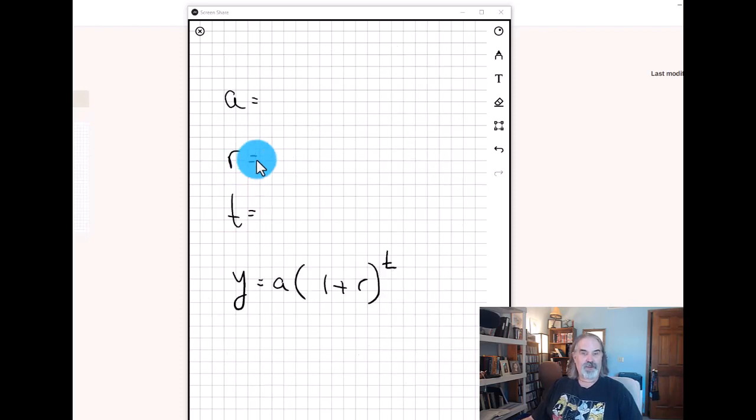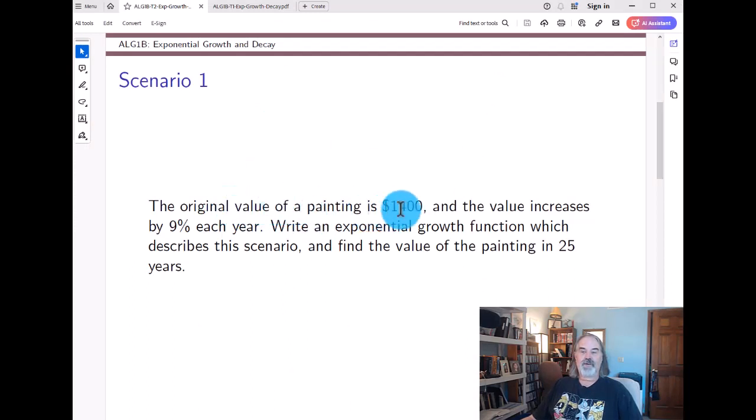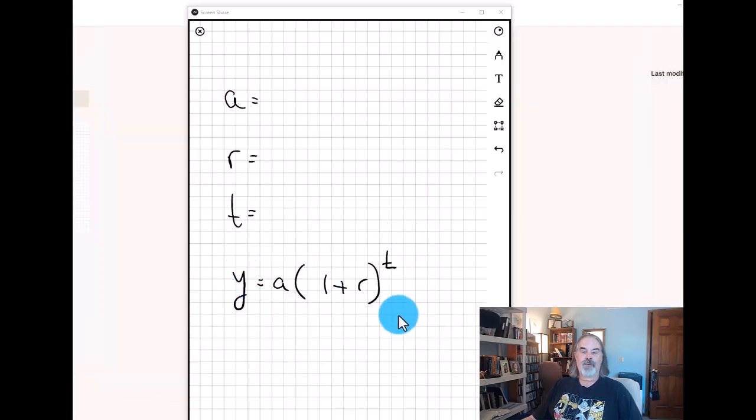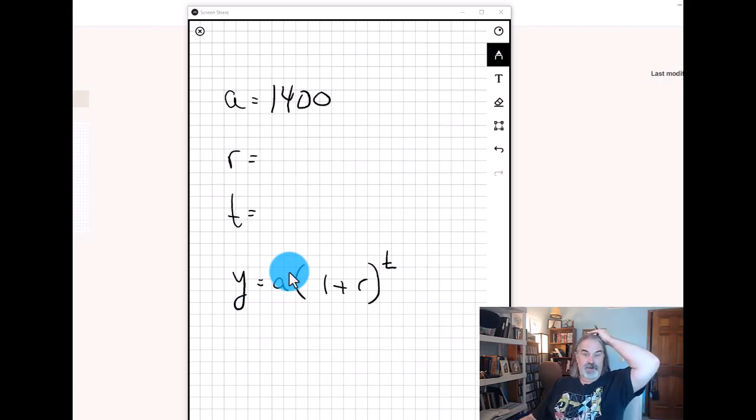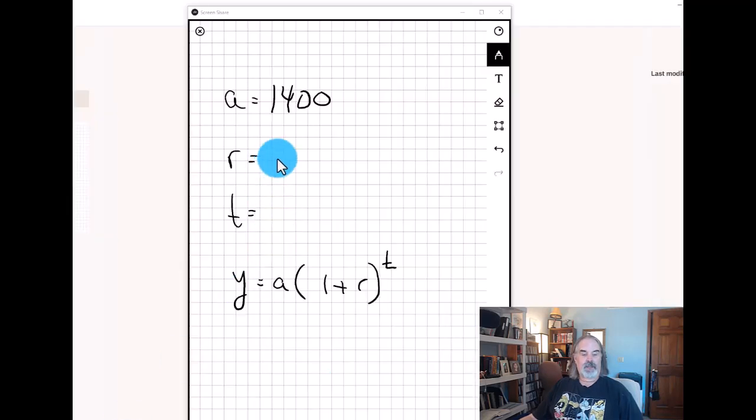So I'm going to flip to this next page and I'm going to jump back and forth a couple of times here. The original value of our painting is $1,400. So in this formula down here that we're going to fill in, remember A is the starting amount, so in this problem, A is going to be $1,400. What else do we know? The value of our painting is increasing by 9% each year. Well, that's R, the rate of increase.